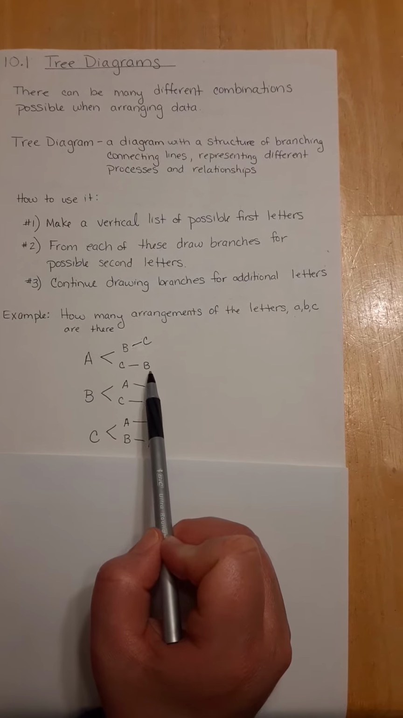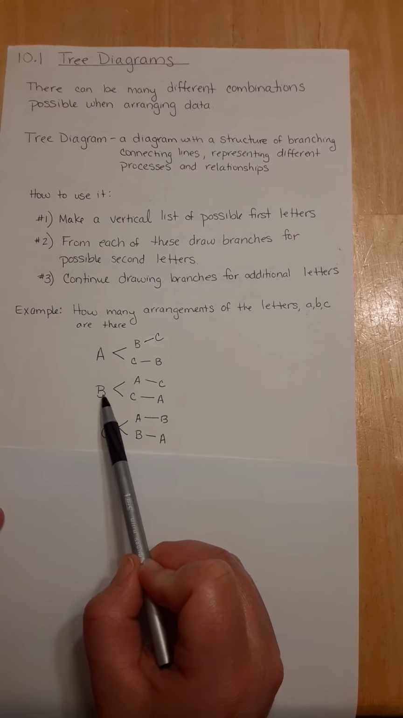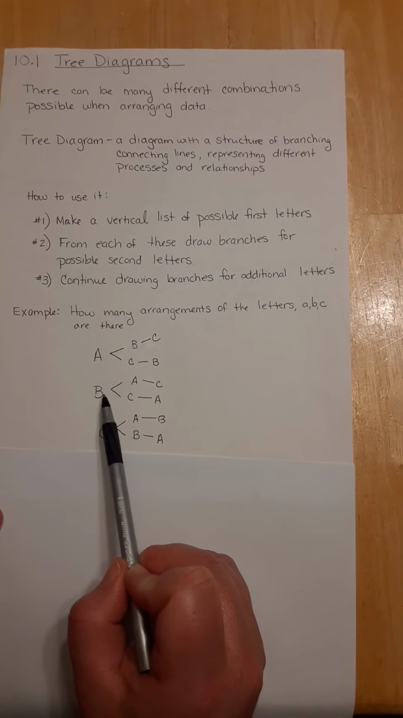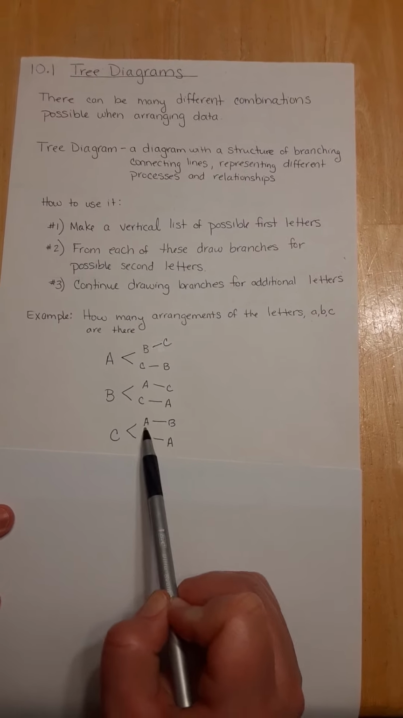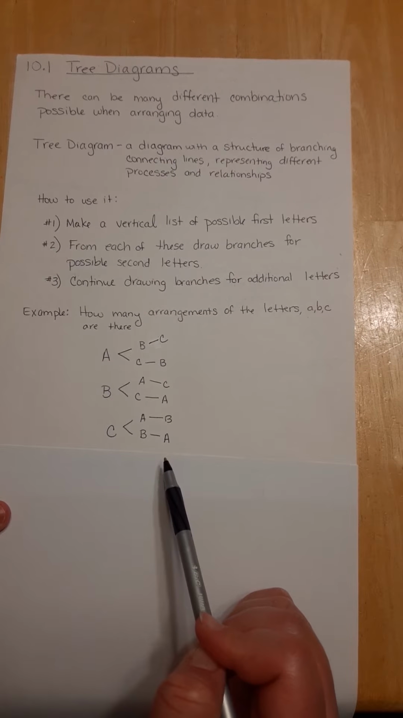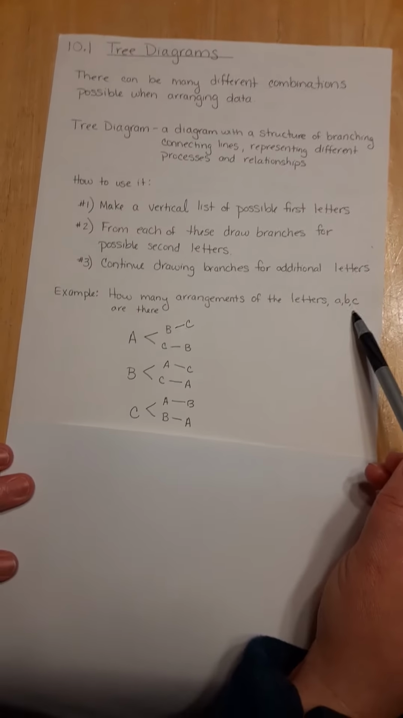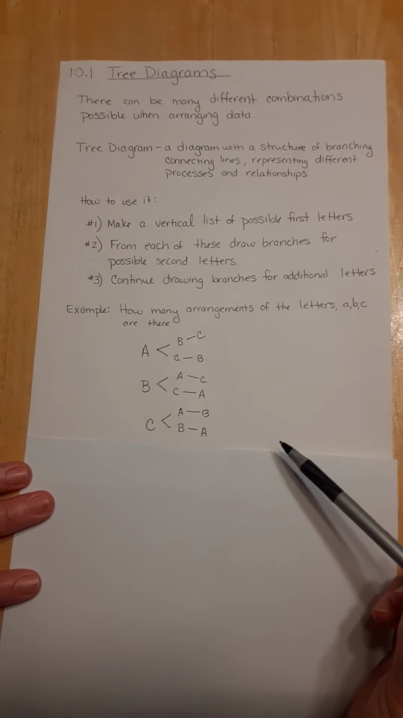I have AC, so the only option was B. Here, BA, I knew it had to be C. BC, it had to be A. CA, B. CB, A. Now I've used up all my 3 letters, and I haven't repeated any combinations.